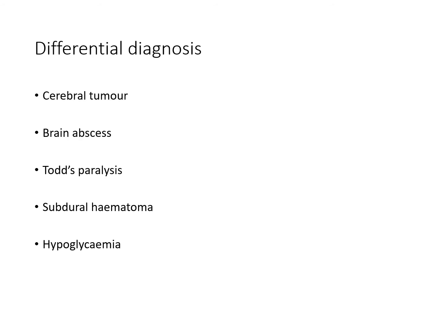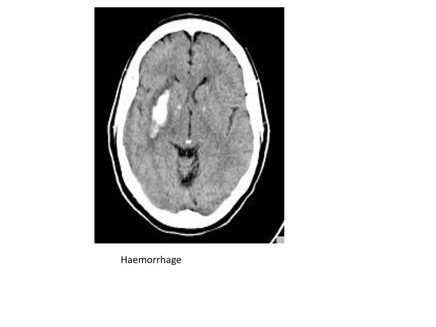So the differentials: cerebral tumor, brain abscess, Todd's palsy. Todd's palsy is a form of paralysis that occurs after the patient undergoes convulsion. And then there's subdural hematoma, and hypoglycemia. So this is an example of a hemorrhagic stroke. You can see it's a hyperdense lesion. So this patient has a hyperdense lesion in the area close to the caudate nucleus and the thalamus in the diencephalon. It's also near the parietal lobe. Well, this is closer to the diencephalon.